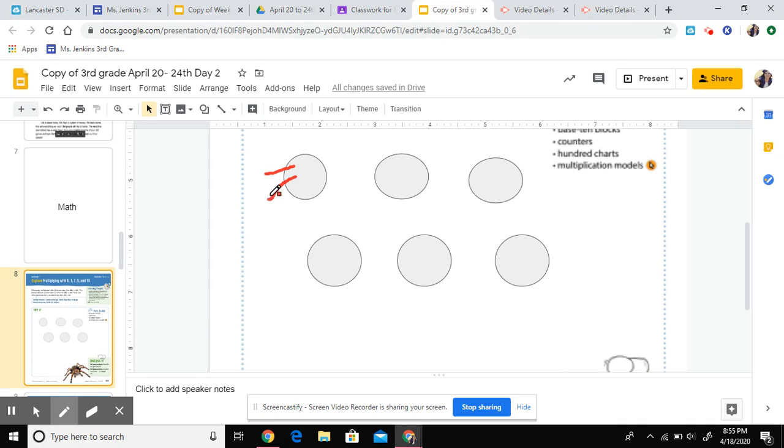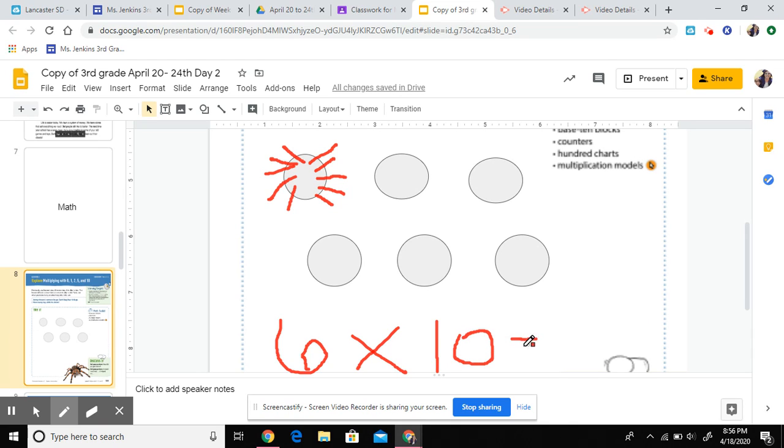So 1, 2, 3, 4, 5, 6, 7, 8, 9, 10. And you're going to do that to all 6 of these. Then, how can we find out this problem? We know that there's how many bugs? 6 times how many legs does each bug have? 10.